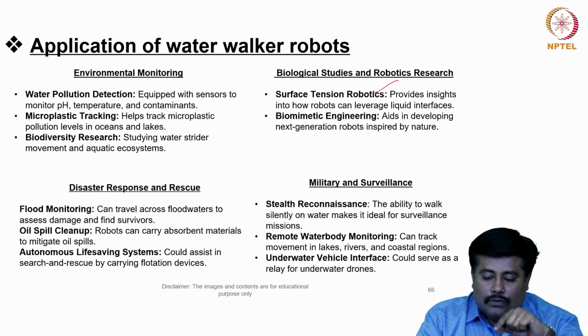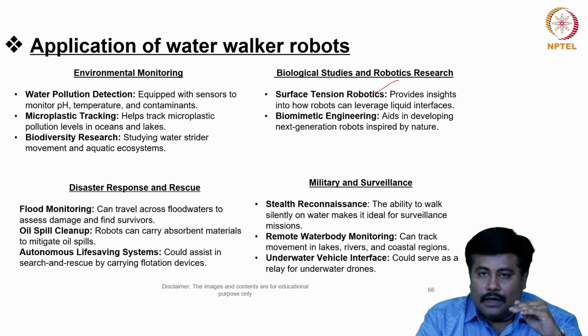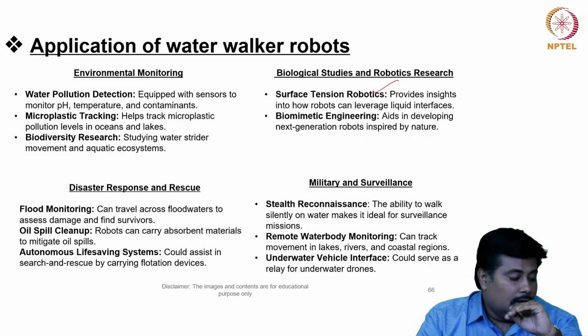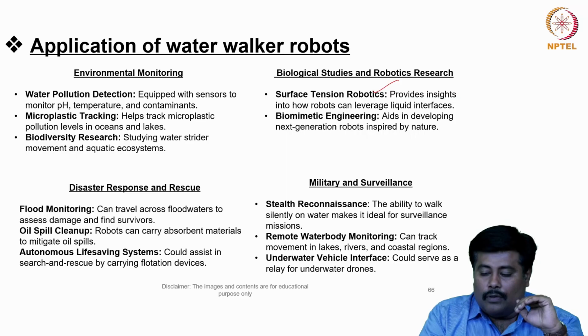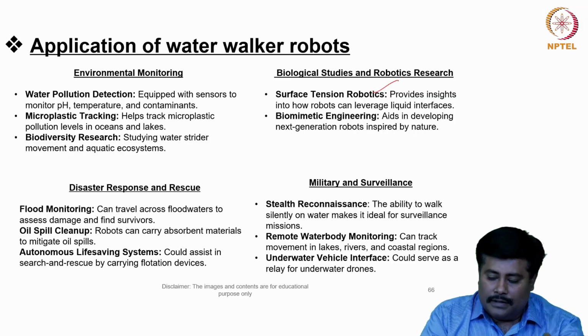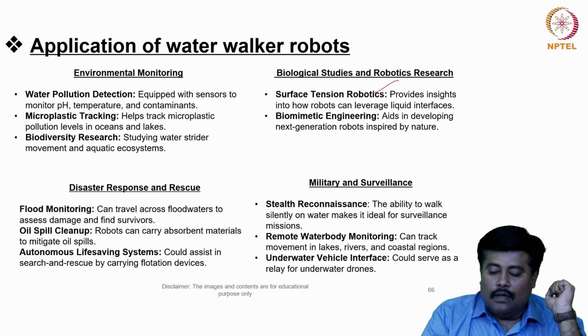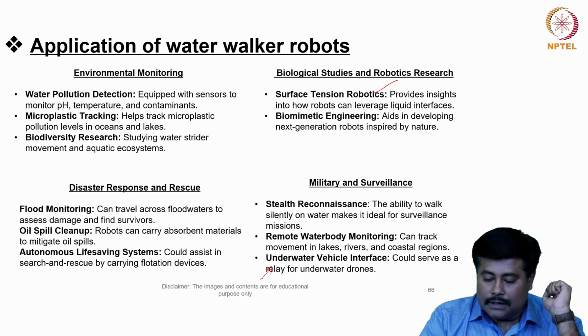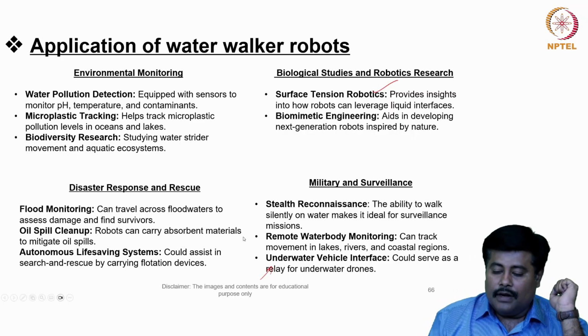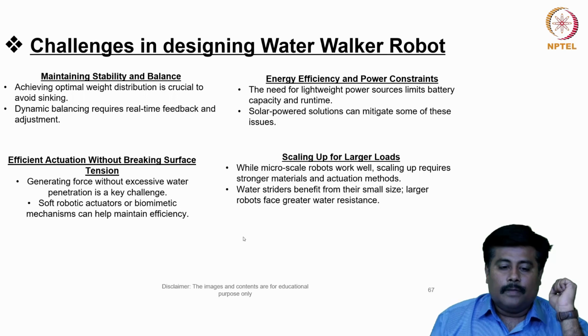Military and surveillance: there is a kind of stealth capability, the ability to walk silently on water, which makes it ideal for surveillance missions. And for remote water body monitoring, it can track movement in lakes, rivers and coastal regions. As far as the underwater interface is concerned, it could serve as a relay for underwater drones.